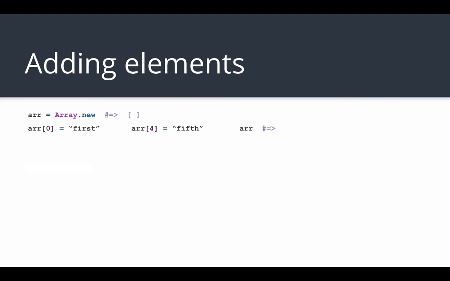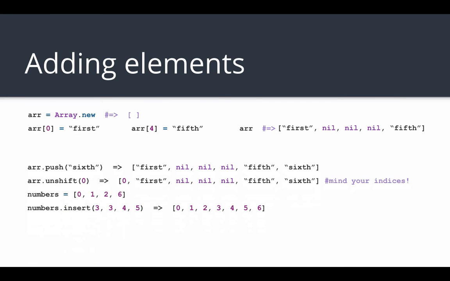Now, adding elements to an array, we can use the bracket notation again and just say array at 0 equals first and array at 4 equals fifth. And then this array is going to look weird because we haven't passed anything for the indices of 1, 2, or 3. So what's going to happen is Ruby's going to go ahead and fill those in for us. Again, no error, just populating it with nil.